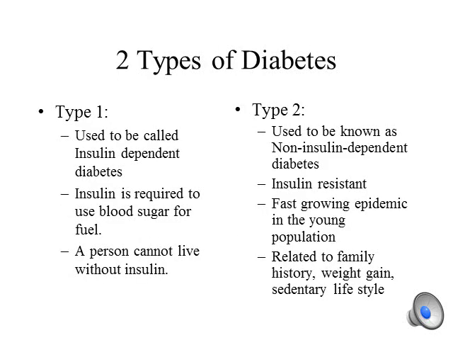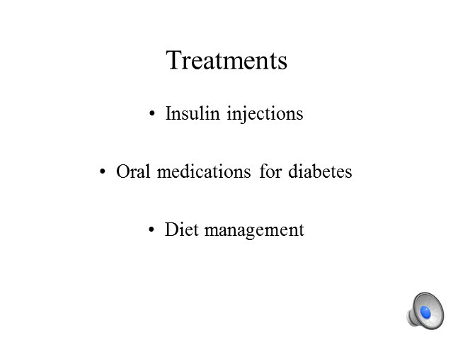There are two types of diabetes. Type 1 used to be called insulin-dependent diabetes. Insulin is required to use blood sugar for fuel. A person cannot live without insulin. Type 2 diabetes used to be known as non-insulin dependent diabetes. It's insulin resistant, a fast-growing epidemic in the young population. Type 2 is related to family history, weight gain, and sedentary lifestyle. The treatments: insulin injections, oral medications for diabetes, or diet management.